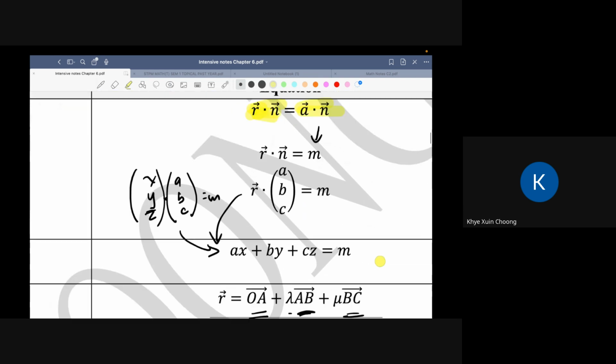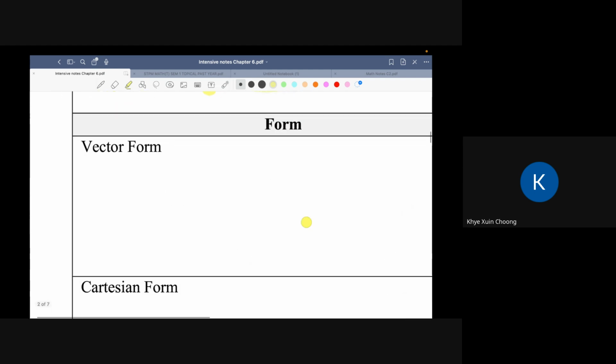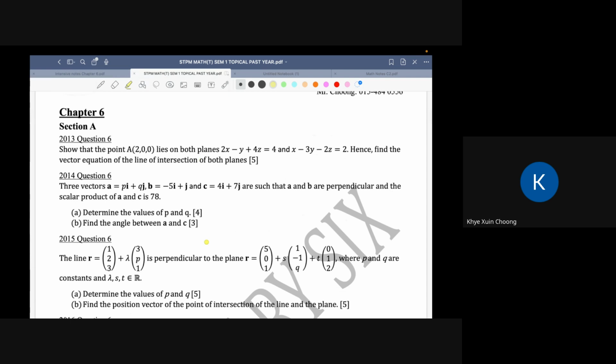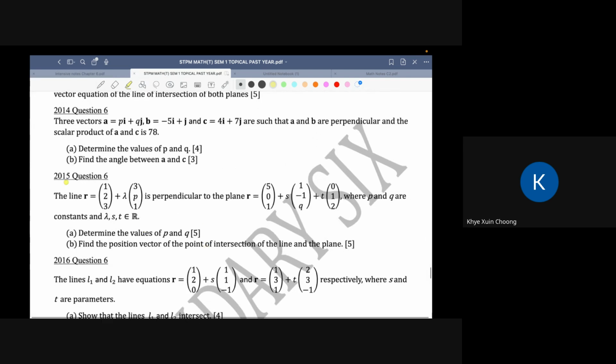So you should also be able to read out the normal vector from the Cartesian form and from the vector form, and you should know how to interchange between these two. But this one, we seldom use it. It still came out in past years, but very seldom. You see, in 2015, it gave something like this. But it seldom comes out.